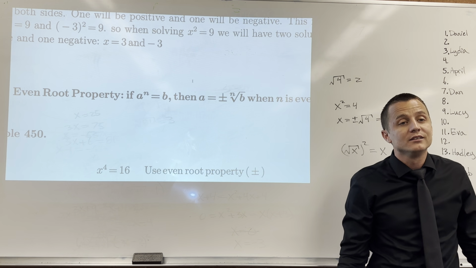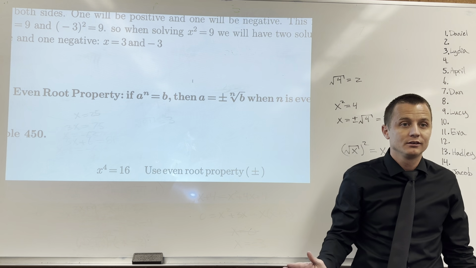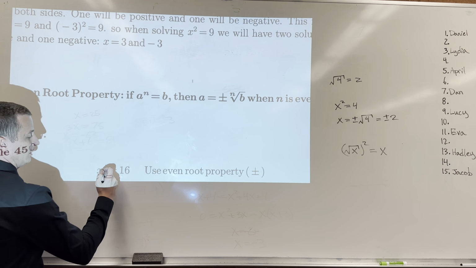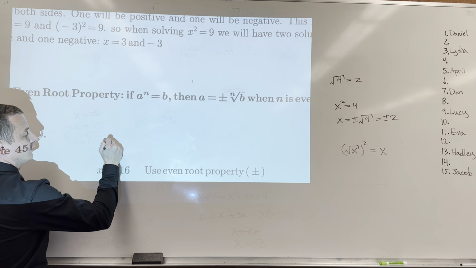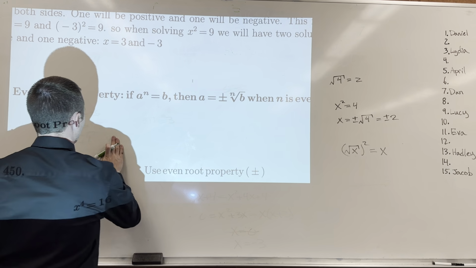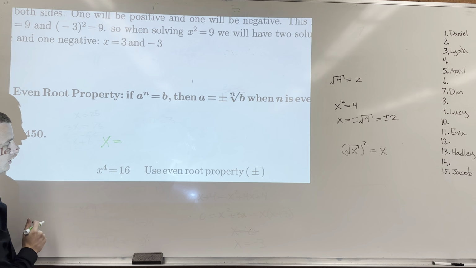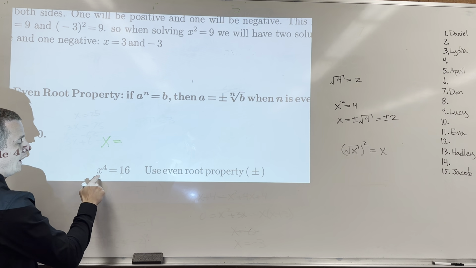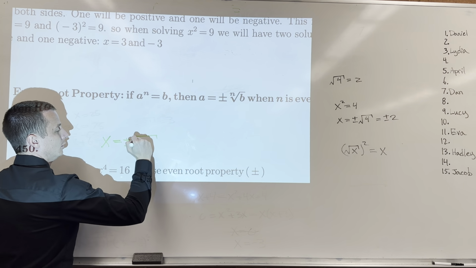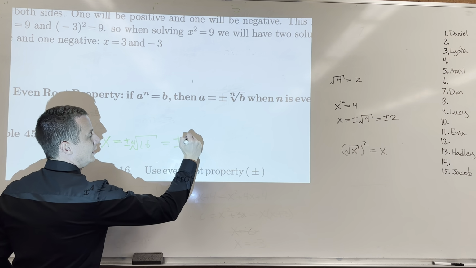When your exponent is even, there's always going to be two solutions, plus or minus the fourth root of whatever you get. So if x to the 4 is equal to 16, then x is going to be equal to plus or minus the fourth root of 16. And the fourth root of 16 is 2, so it's plus or minus 2.